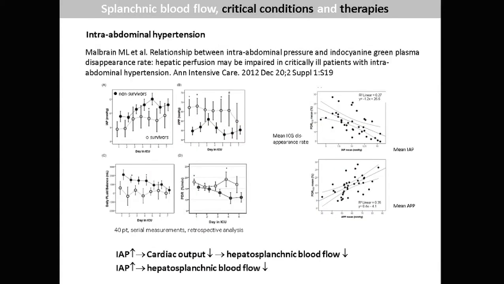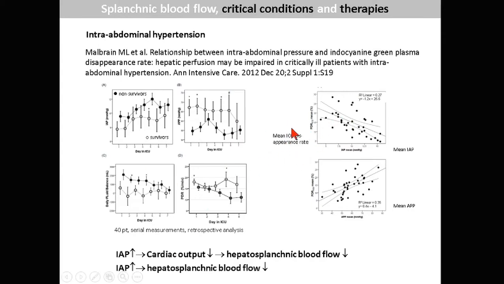Abdominal hypertension. Here is the study from Manu, which shows quite nicely in the patients that intra-abdominal hypertension, an increase in intra-abdominal pressure, will lead to or is associated with a drop in hepatosplanchnic blood flow. And that can be in different ways, either because of decrease in cardiac output or direct effect on the splanchnic area.